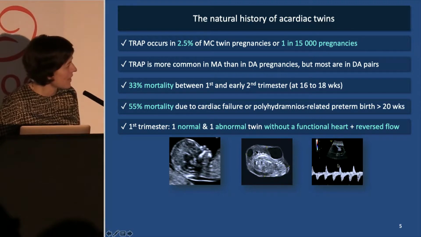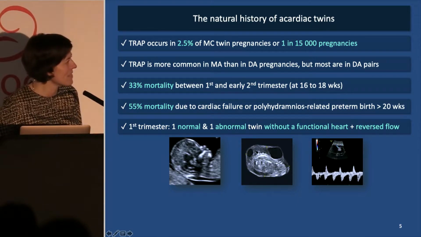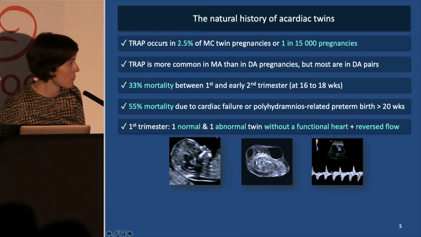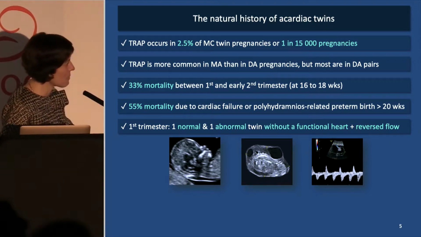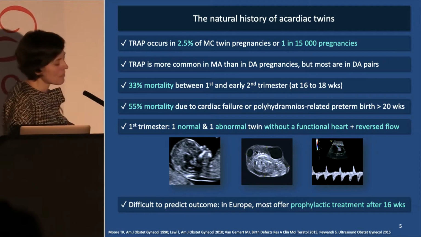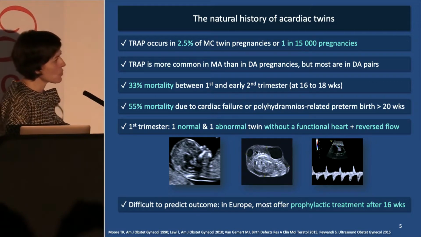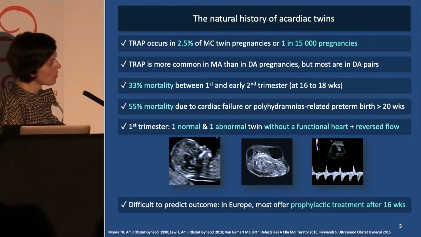And actually this acardiac fetus was just a ball of tissue, but it had a rudimentary heart, and these bradycardic pulsations are from the rudimentary heart of the acardiac mass. And since it's difficult to predict the outcome, most European centers offer prophylactic treatment from 16 weeks onwards.